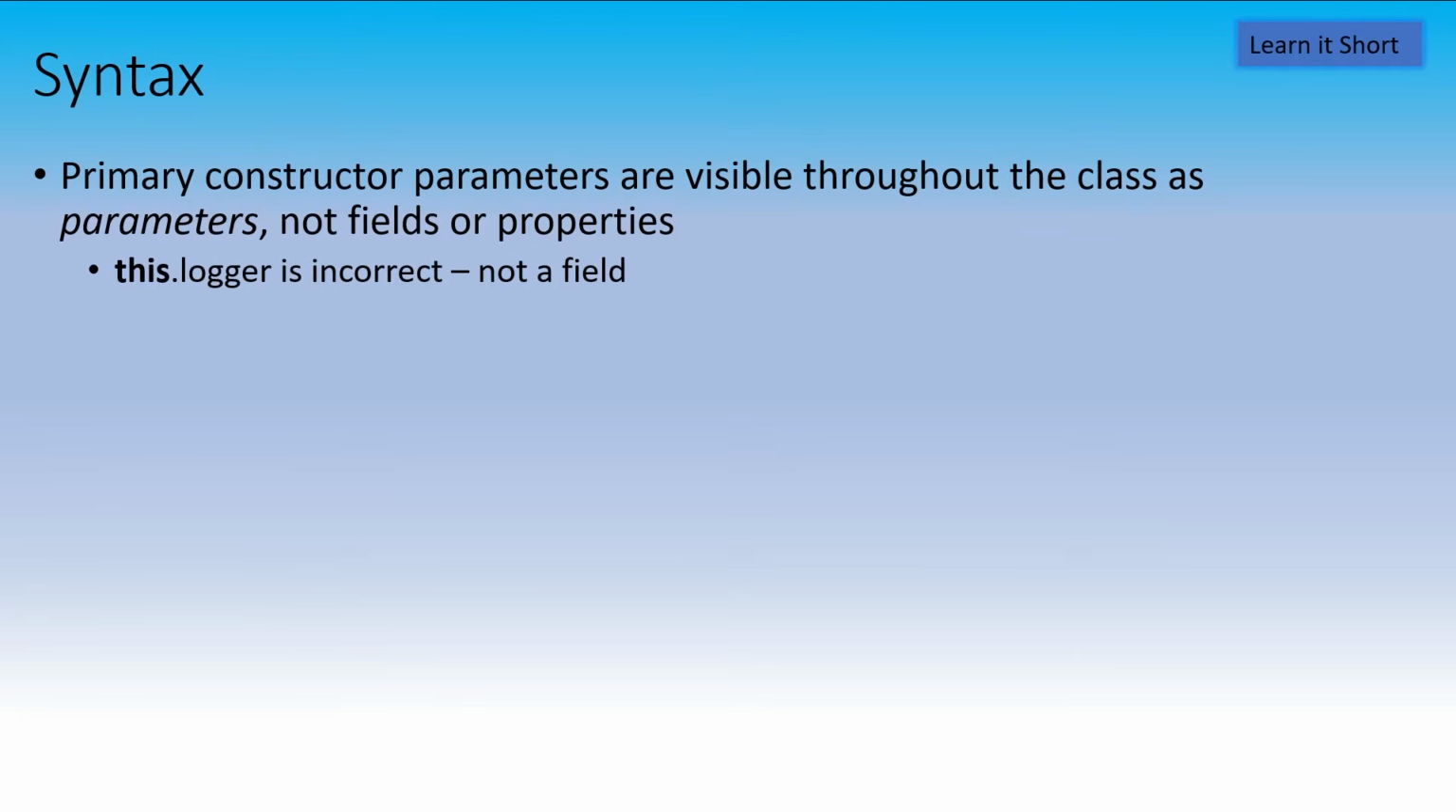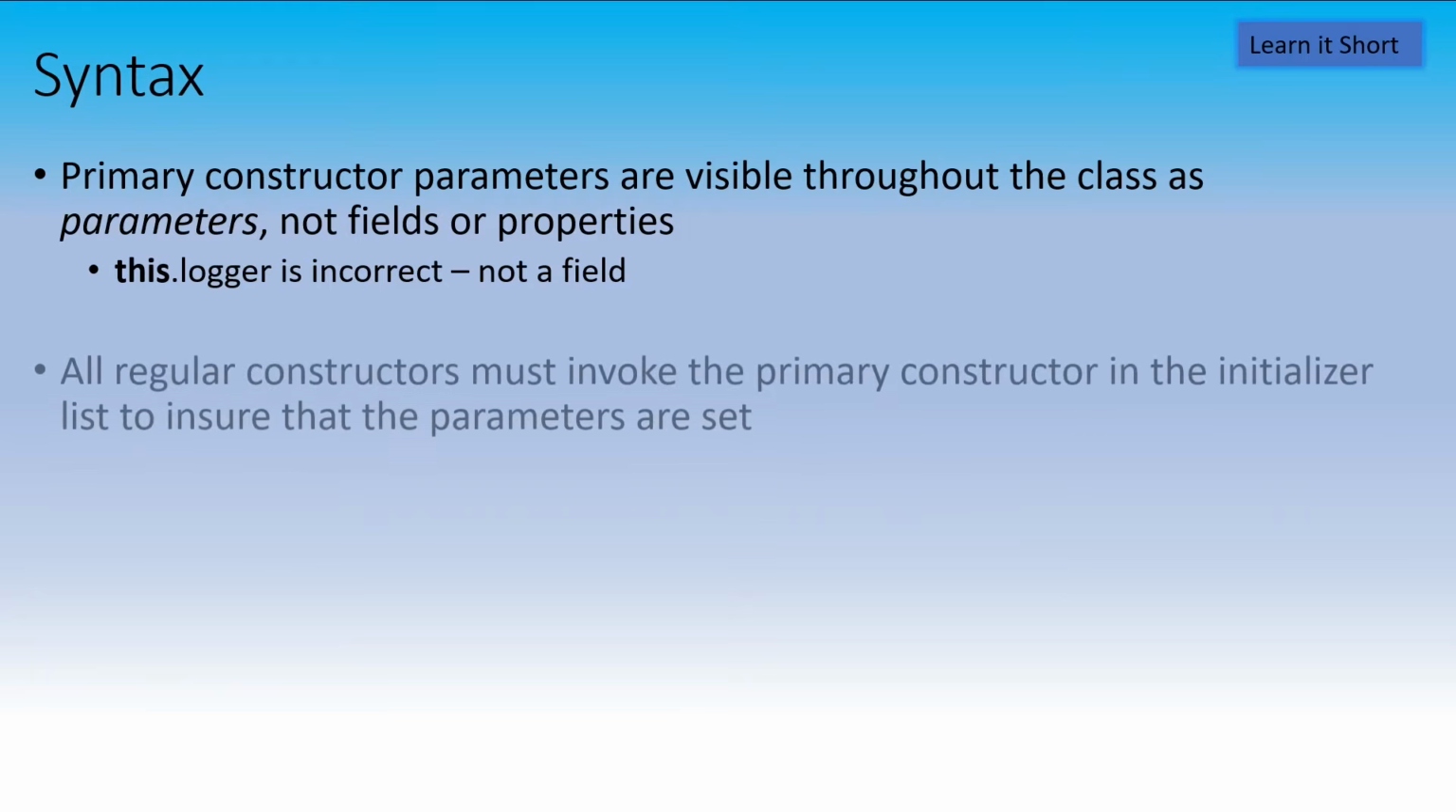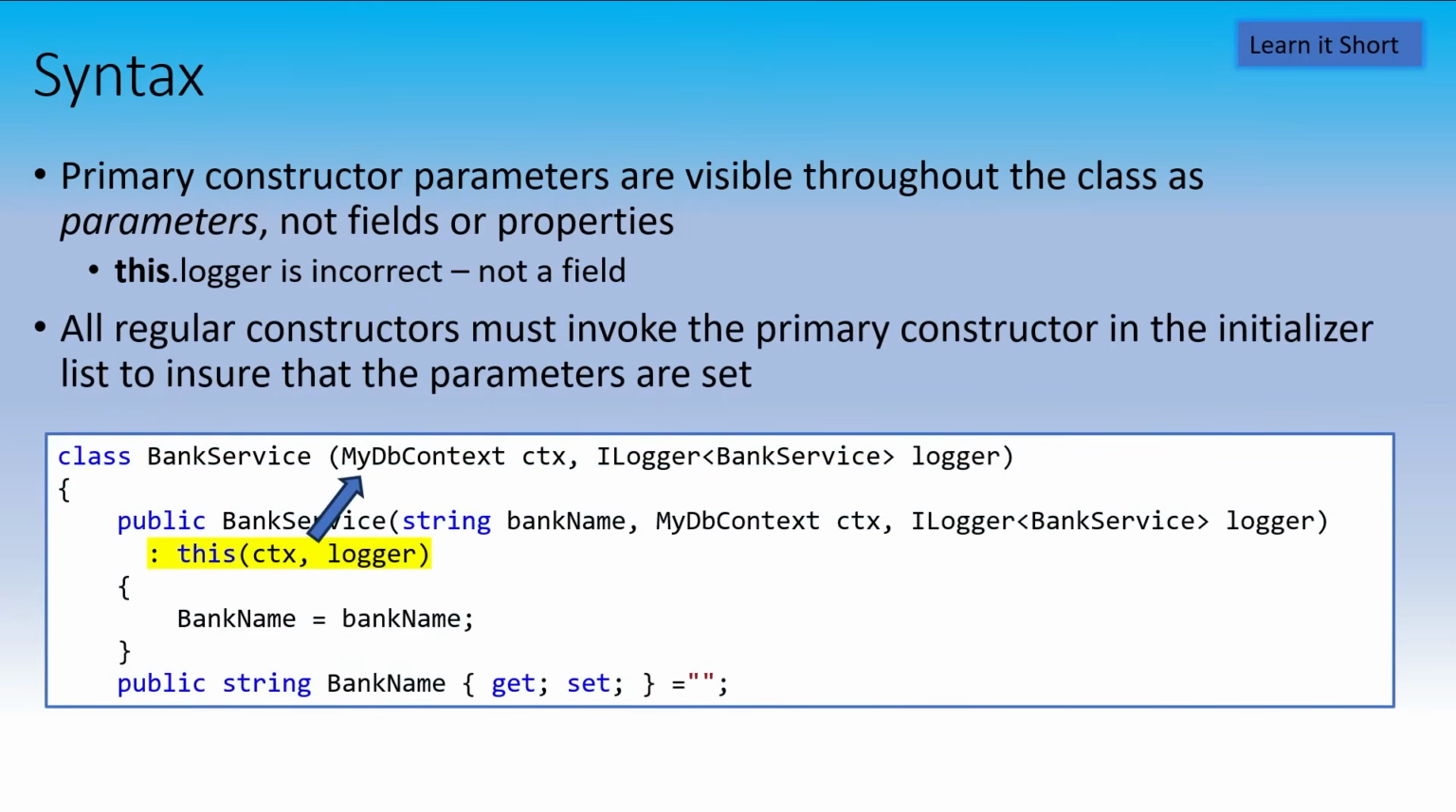Now, syntactically, the primary constructor parameters are visible throughout the class, but as parameters, not as fields or properties. So you can't put this or use this on the left-hand side of a dot. Also, if you define some other constructors, some normal regular constructors as part of your class, all of those must invoke the primary constructor as part of the initializer list. As you can see in this example, we're invoking the primary constructor from the normal constructor and passing the context and the logger so that those are parameters that are visible to the remainder of the class.